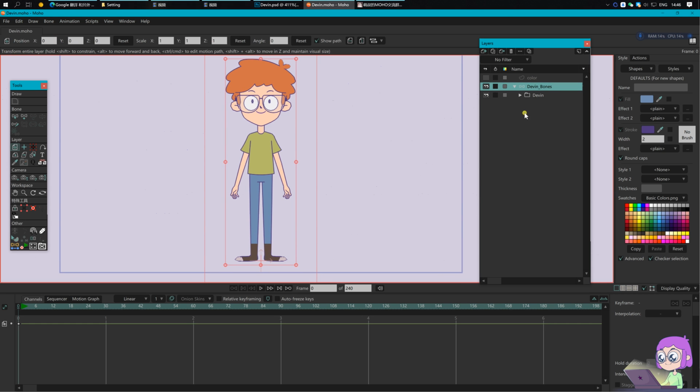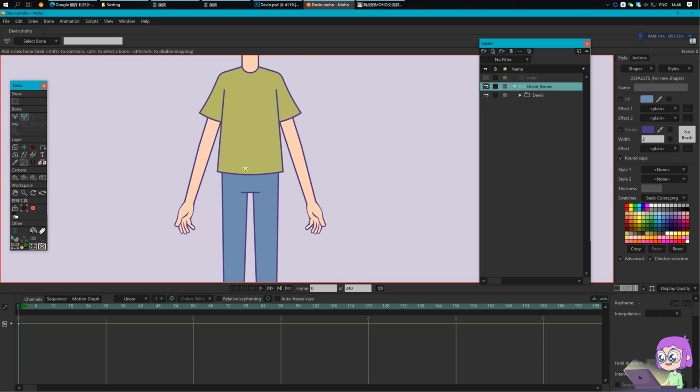First, add a main bone. I put it on the pelvis of the character. Ensure that the x-coordinate of the main bone is 0.